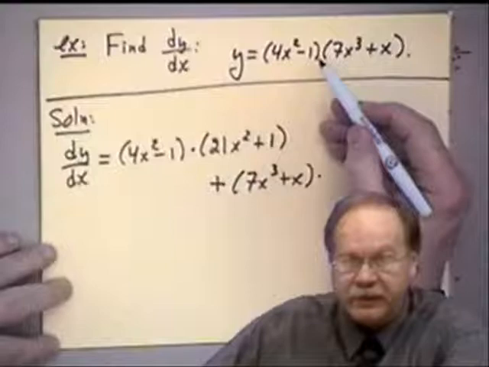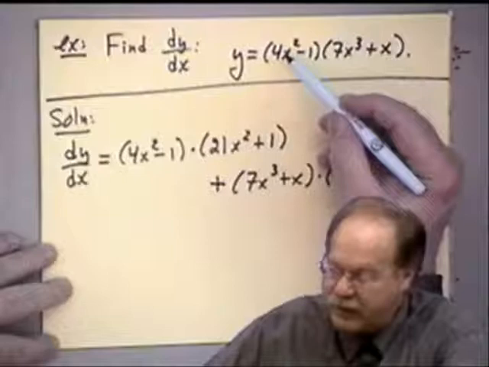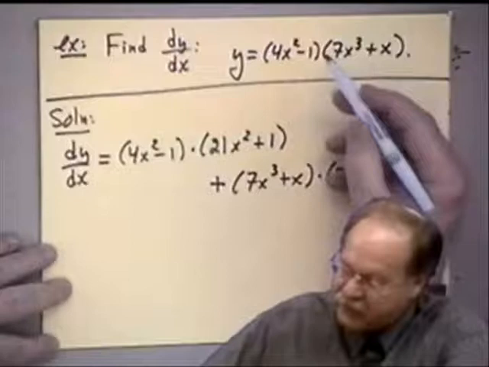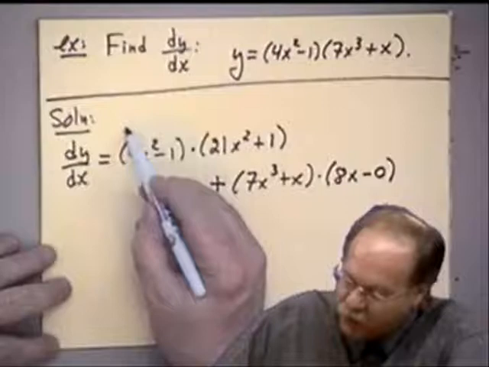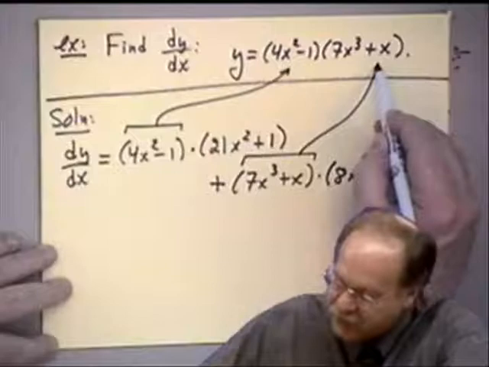Again, this is a polynomial, 4x squared. That's 4 left alone, x squared is 2x, so this is 8x, minus 0, because the derivative of 1 is 0. This is the derivative of this function. This is the original function that was on the left, untouched. This is the original function that was on the right, untouched. This is the derivative of the second function. This is the derivative of the first function.